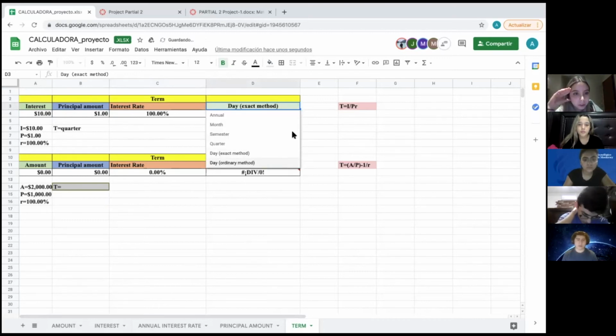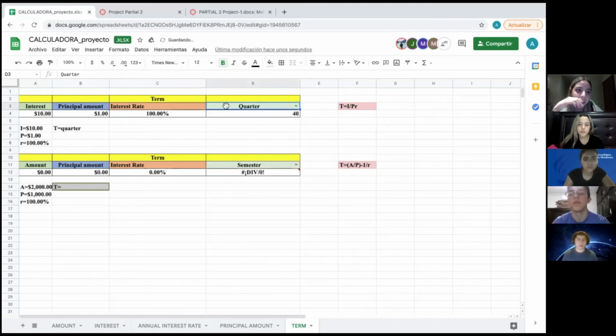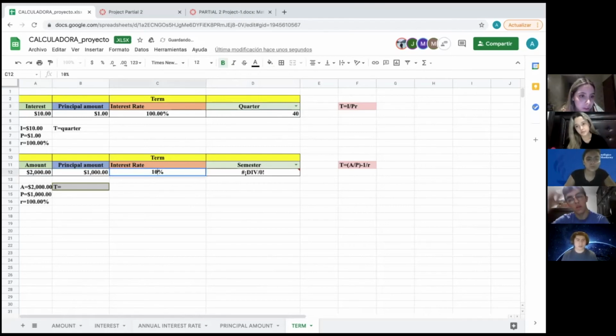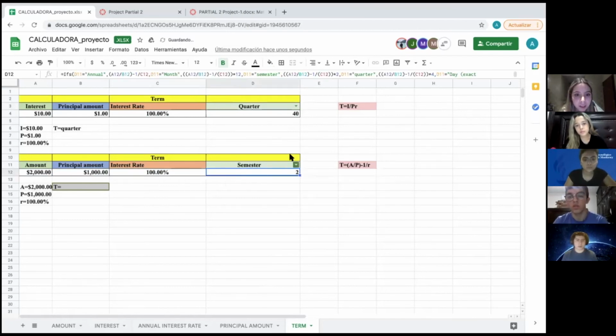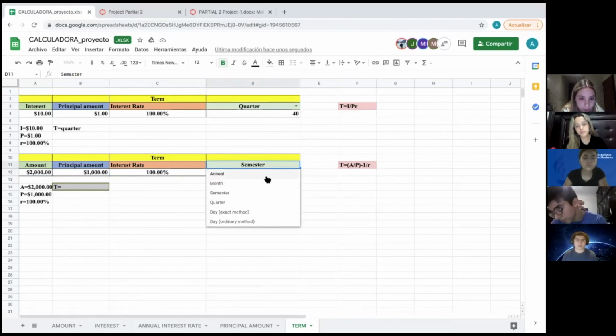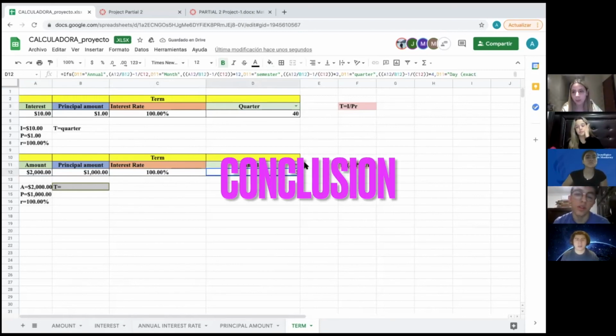For the first example, we have 10 of interest, 1 of principal amount, 100% of interest rate, and that gives us 40 quarters. Then for the second example, we have 2,000 for the amount, 1,000 for the principal amount, then the interest rate 100%, and that gives us 2 semesters.